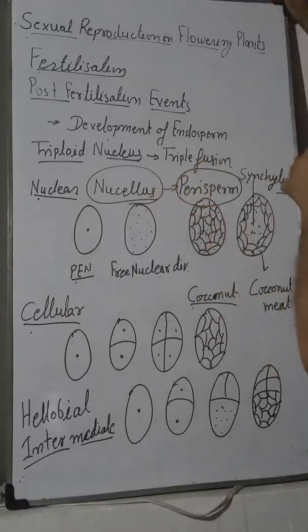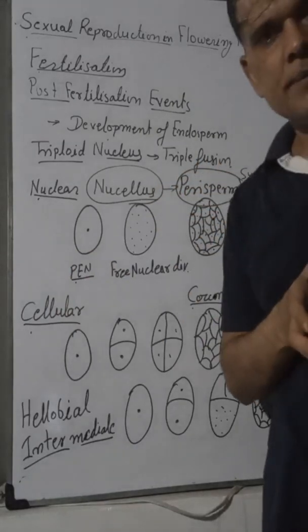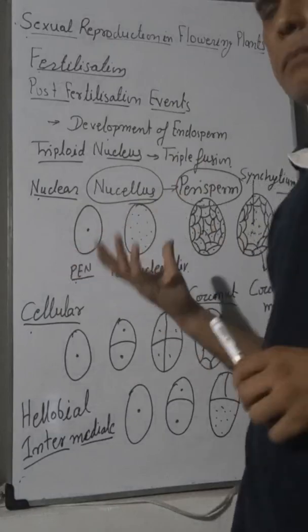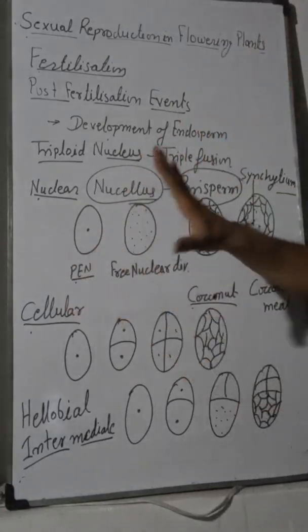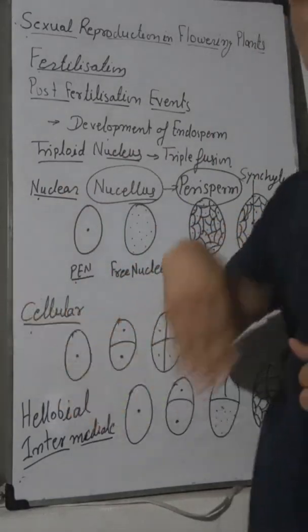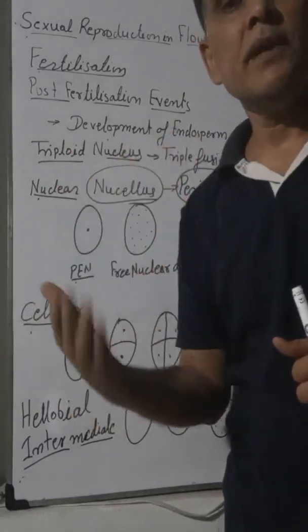Perisperm is present in black pepper. Example: black pepper. Inside the black pepper, perisperm is there, and it provides nutrition to the developing embryo.